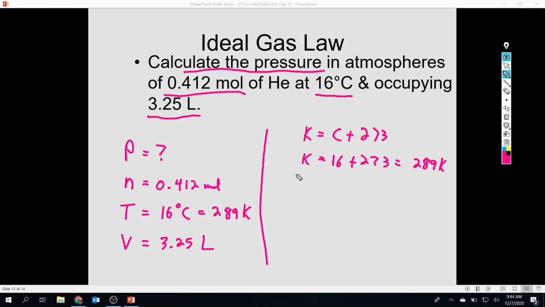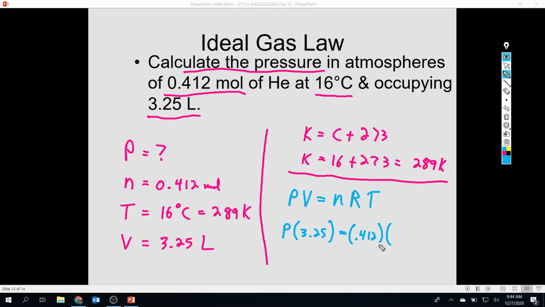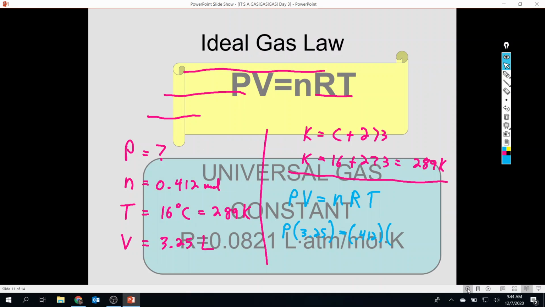So there are my givens, and I've already started part of the problem, and now I'm going to write down my formula. PV equals nRT. Let's see, P is what I'm looking for. V is 3.25. So if you have made this nice little list, then filling in the formula is super easy because you just do it from your list. 0.412 times R. I didn't write R down, so I'm going to look at the previous page. There we go, 0.0821.